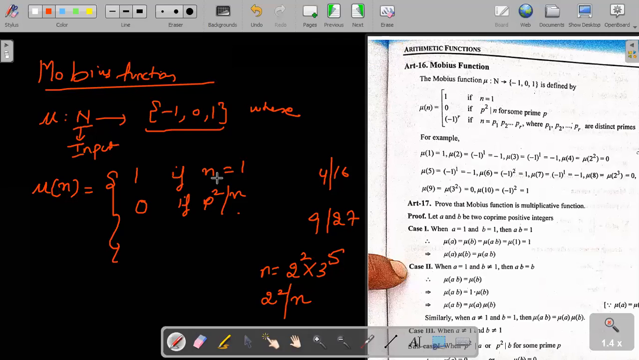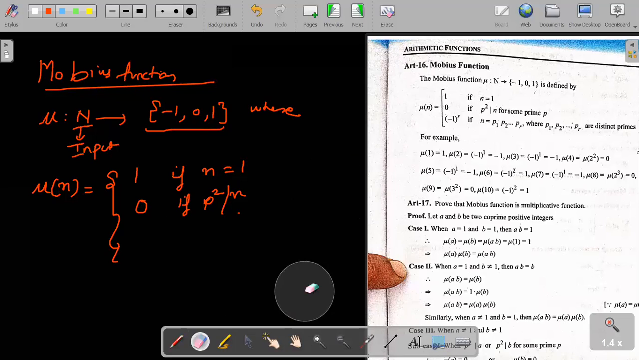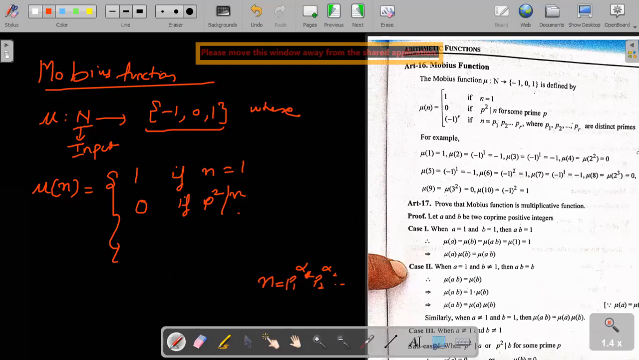Yes, ma'am. Now see, n is 1 done. If p square divides n, it means if any prime's power is at least 2, say n is p1 to the power alpha 1, p2 to the power alpha 2 and so on. If any alpha i is greater than 1, then its Mobius function will be 0. So the only option which is now left is: n is the product of distinct primes, and all powers are 1, p1 p2 up to pr. In that case mu of n will be -1 to the power r.